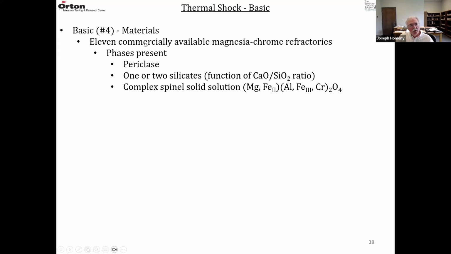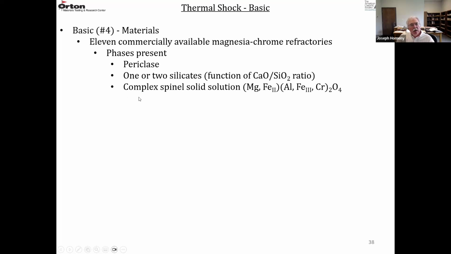So in these commercially available magnesia chrome refractories, MgO or periclase is the primary phase. There'll be one, two, or multiple silicates, usually a function of the impurity level, but also a function of the lime to silica ratio. And again, the higher the lime to silica ratio, the higher the melting points of these silicates that are present. You usually want a lime to silica ratio greater than 2.